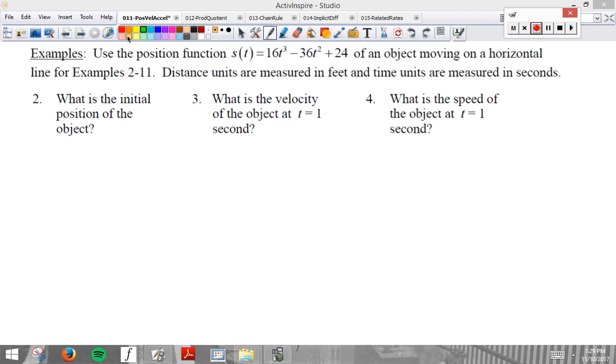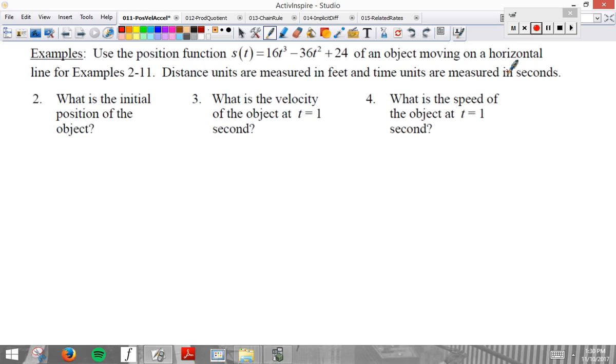So, we begin. Use the position function s of t equals blah of an object moving on a horizontal line, for examples 2 through 11. Distance units are measured in feet, and time units are measured in seconds. So we're going to keep in mind that our distance units are measured in feet, and our time units are measured in seconds. First, what is the initial position of the object?